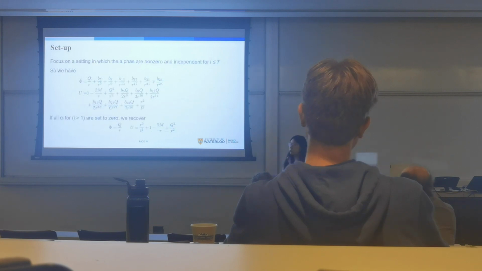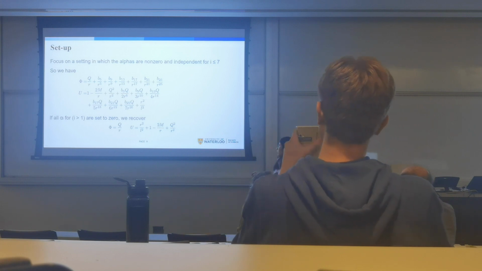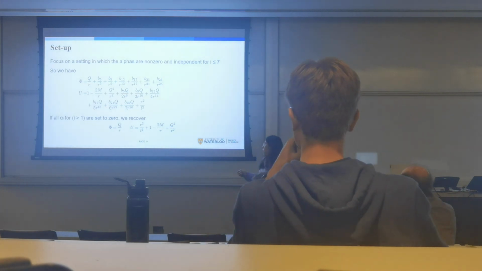To find a black hole quadruple point, let's focus on a setting in which the alphas are non-zero and the independent alpha_i for i is less than or equal to 7. In this case, we can have the solution for the phi's and Q. And we can check that if all the alpha_i's for i greater than 1 are set to 0, we can recover the AdS charged black hole solution.